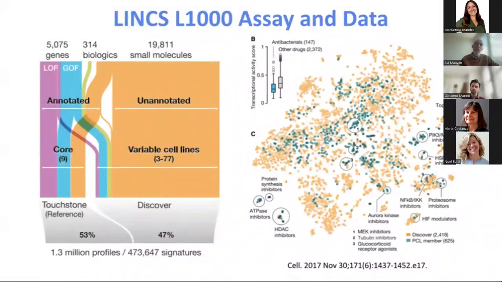And now it's even larger. Almost all of the genes were knocked out with CRISPR, the small molecule collection reached 30,000, and the total number of samples that were profiled at the end of the program was 4 million.